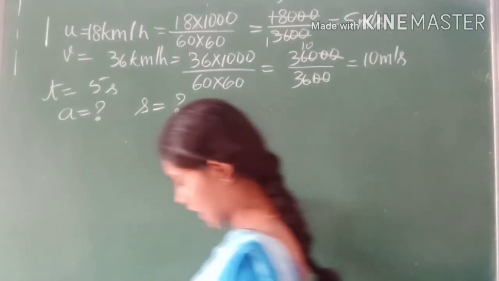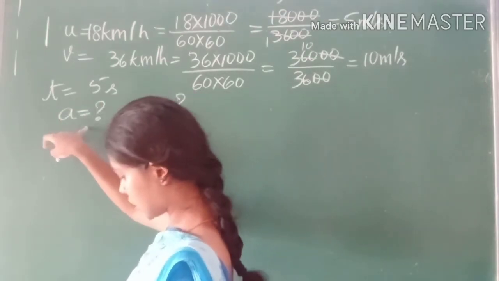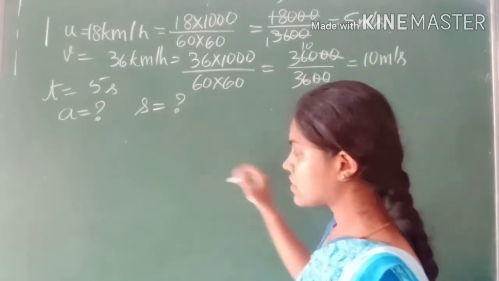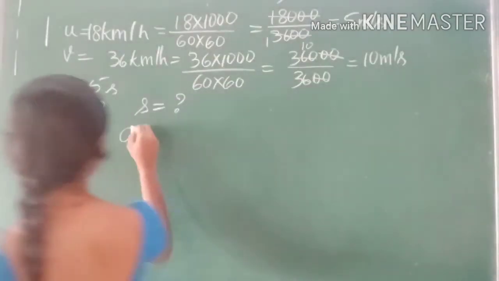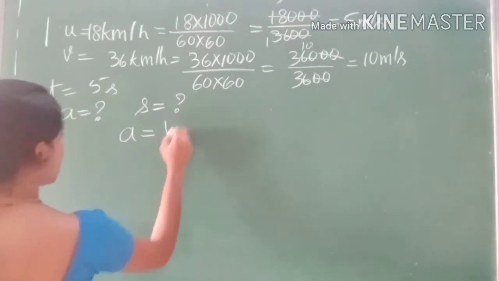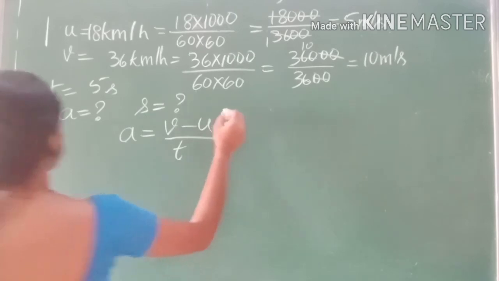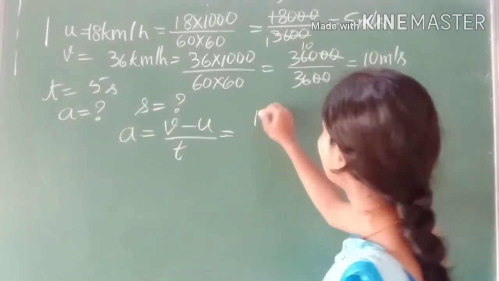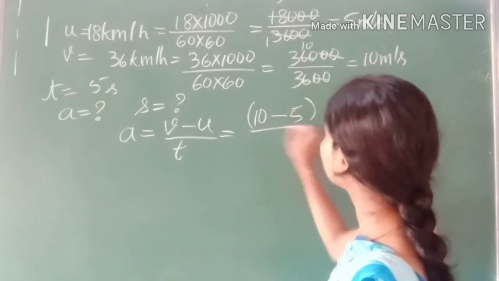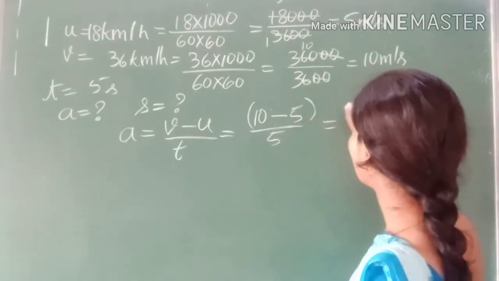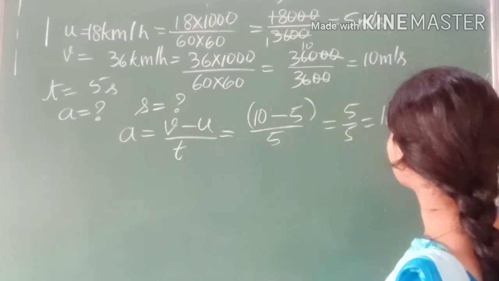So it attained that velocity in 5 seconds. So what is the acceleration and what is the distance traveled? Let us use the formula. Acceleration a is equal to (v minus u) by t. So that is equal to v, which is 10, minus u, which is 5, divided by t, which is 5. So 5 by 5 is equal to 1 meter per second square.